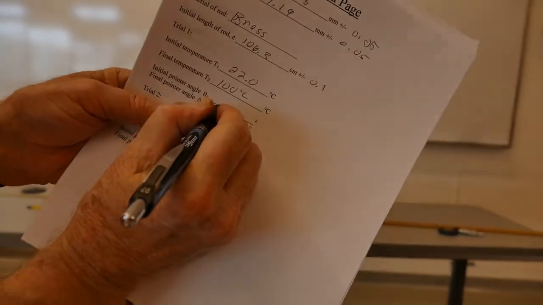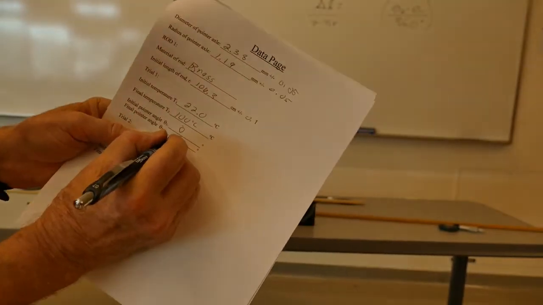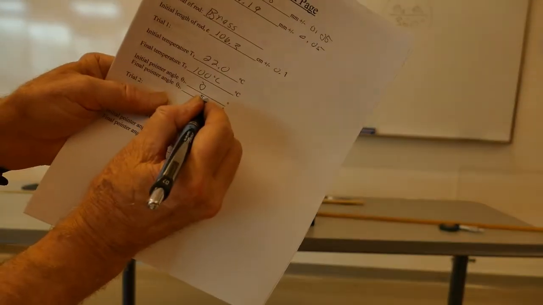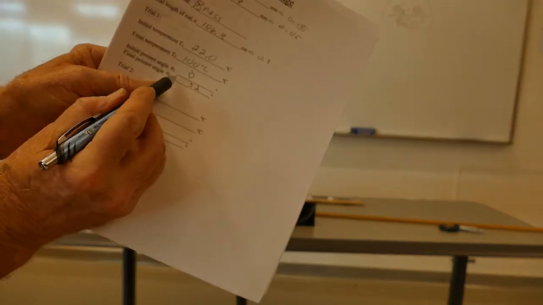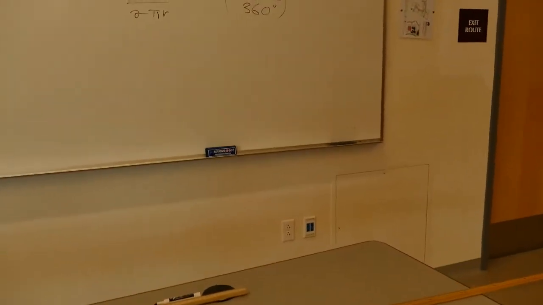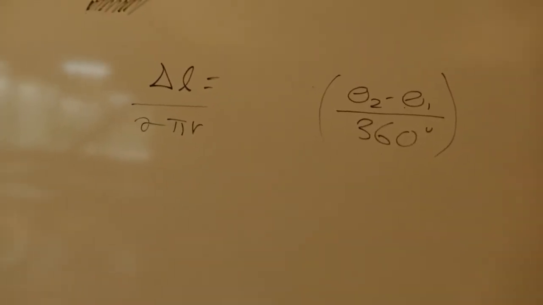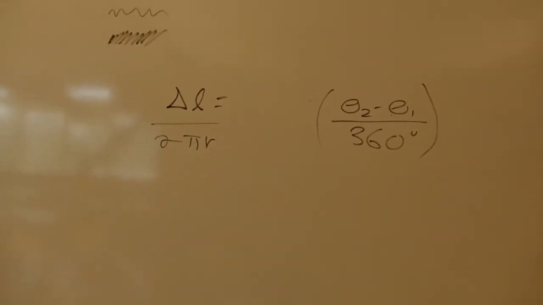All right, so the initial pointer angle, I tried very hard to make it 0 degrees. The final one we said was 52 degrees. So the pointer moved from 0 to 52 degrees. So that's the delta theta, theta 2 minus theta 1 that we're going to use in our calculation.